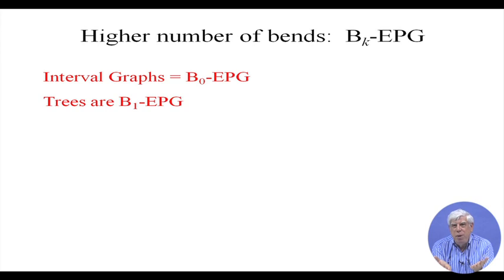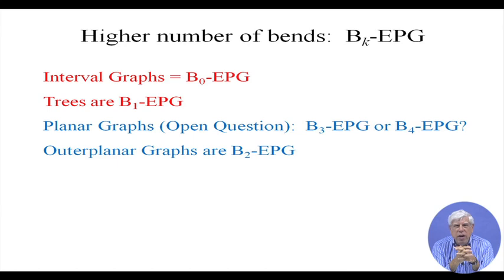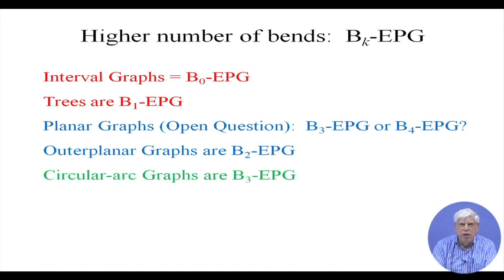Well, interval graphs are B0 EPG. We just saw that. It's pretty trivial. And trees are B1 EPG, and we saw proof of that. Not so trivial is planar graphs. Today, we know that planar graphs are either B3 or B4. That is, you can certainly do them in B4, and maybe you can do it in B3. But there are examples of planar graphs that are not B2. Outer planar graphs, however, are all B2 EPG. Circular arc graphs was proven just about a year and a half ago to be realized in B3 EPG.